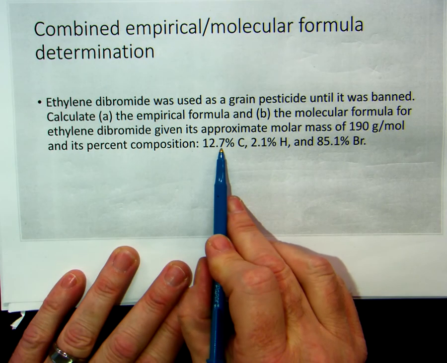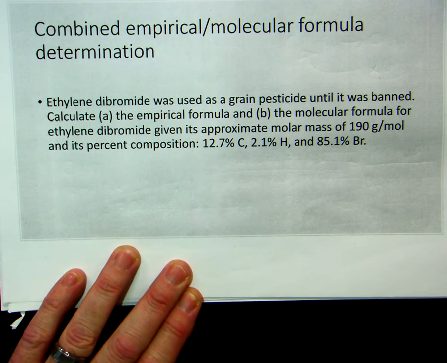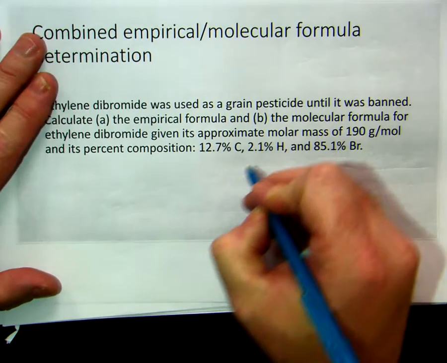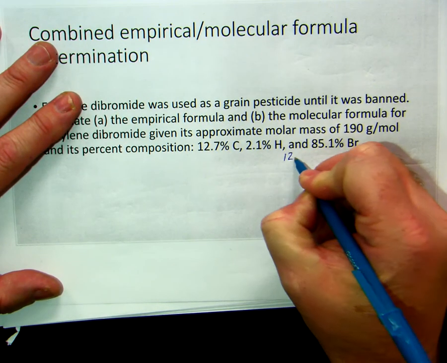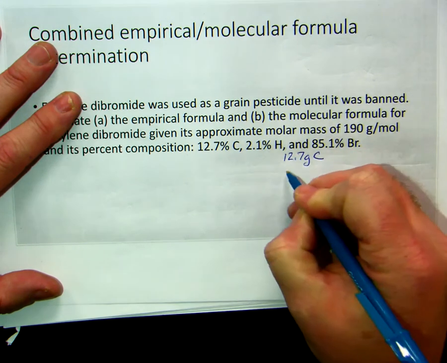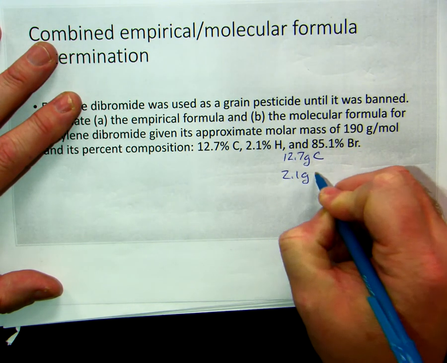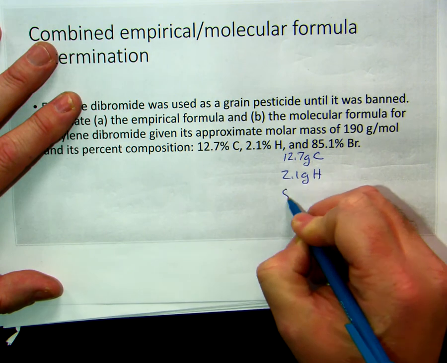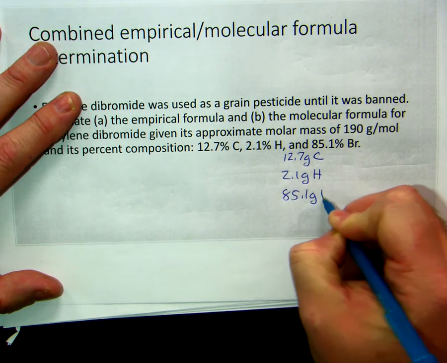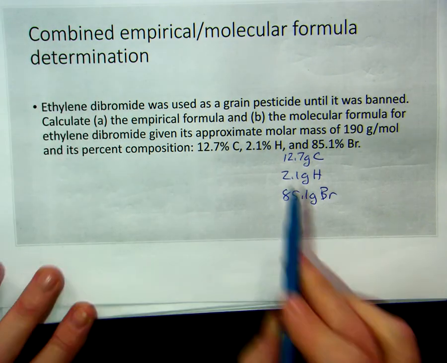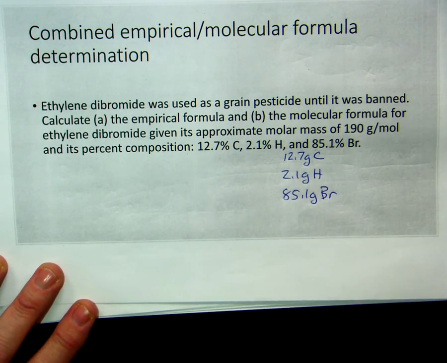Okay, so let's do this. We take our percentages and what do we do with them? Change to grams. All right, so what we have is 12.7 grams of carbon, 2.1 grams of hydrogen, and 85.1 grams of bromine. That's what we really have.